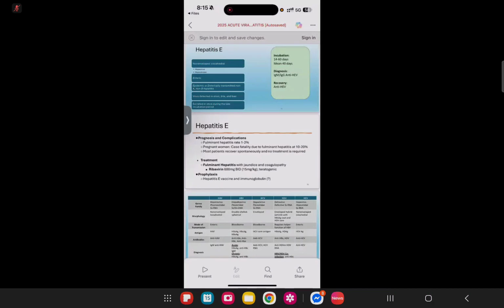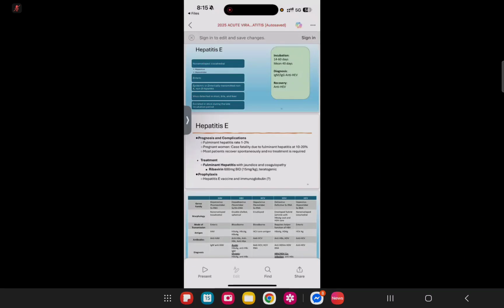But why do you think the pregnant women are particularly vulnerable to severe hepatitis E? What is the reason if you're being asked in an exam? The answer for that is it's because of the hormonal and immune modulation that occurs during pregnancy, which impairs the viral clearance.